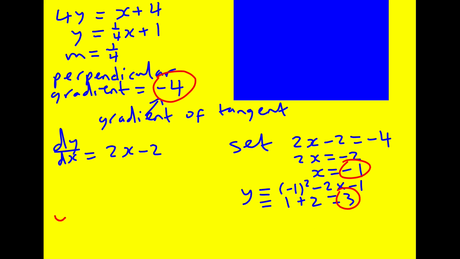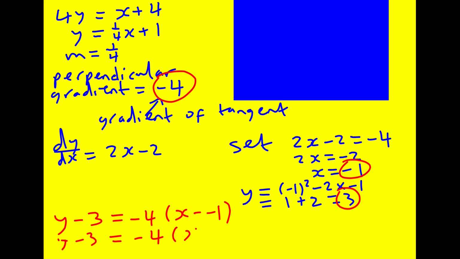And I can just use y minus y1 again equals m times x minus x1. Bit more involved. So it's -1. Okay, and again, I could expand it out, but it's absolutely fine to leave it like this. I might just expand it out. It's going to be y is -4x minus 4, but then I'm going to add 3, so I think it's going to be y is equal to -4x minus 1.